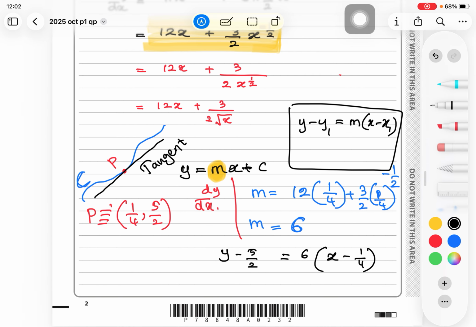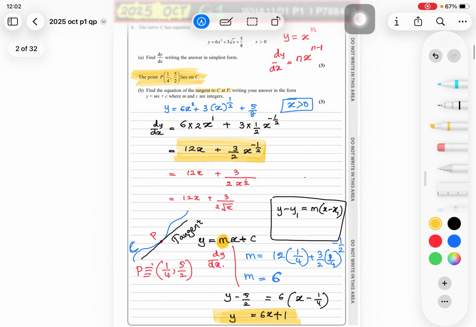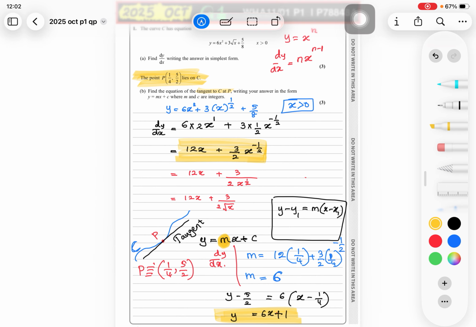After you solve this, taking the y on one side, you have 6x minus 3 over 2 plus 5 over 2. Once you solve this part, you will get the number 1. So your final answer would be y equals 6x plus 1, which is our equation of the tangent. So in total, this would be our answer.